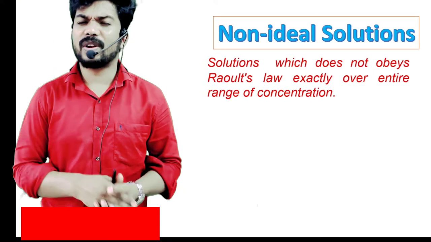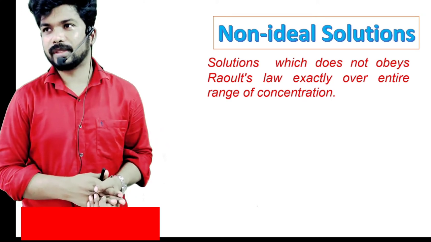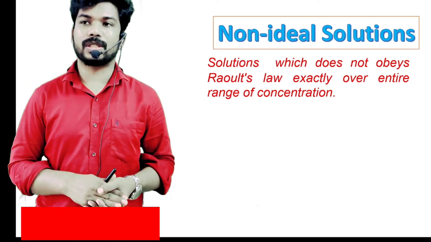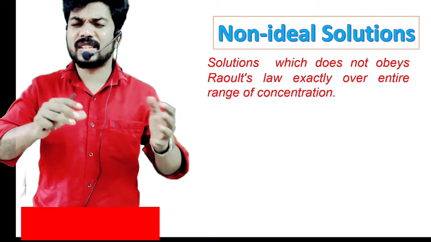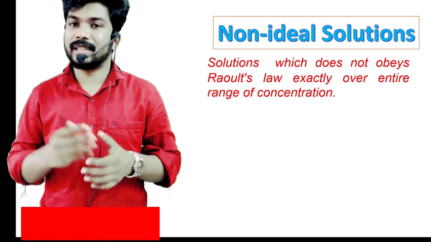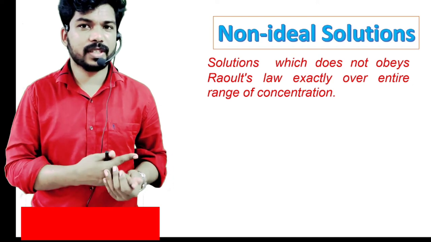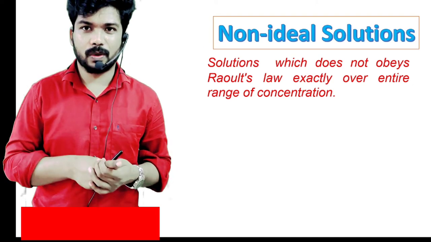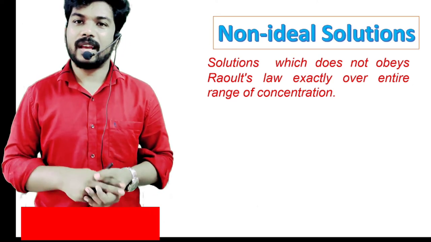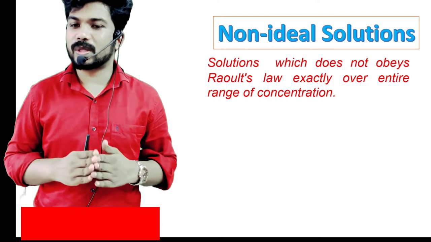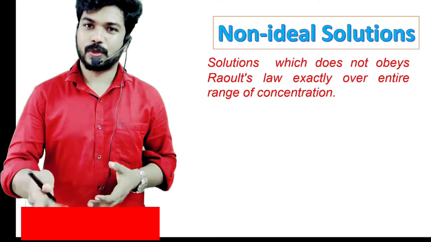And the next one is non-ideal solution. We already studied ideal solution. The non-ideal solution is just the opposite of the ideal solution. In the case of ideal solution, what are the four conditions? It obeys Raoult's law. So in the case of non-ideal solution, it does not obey Raoult's law, that is the first condition on the screen.